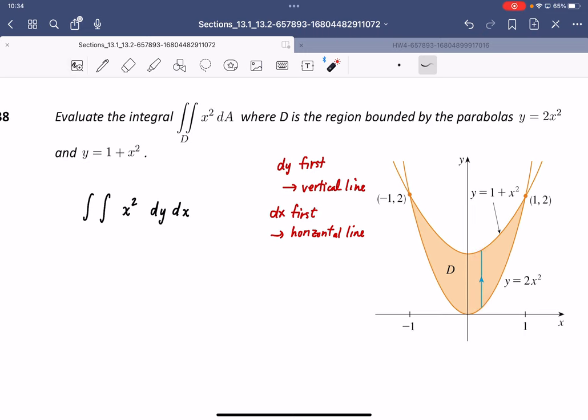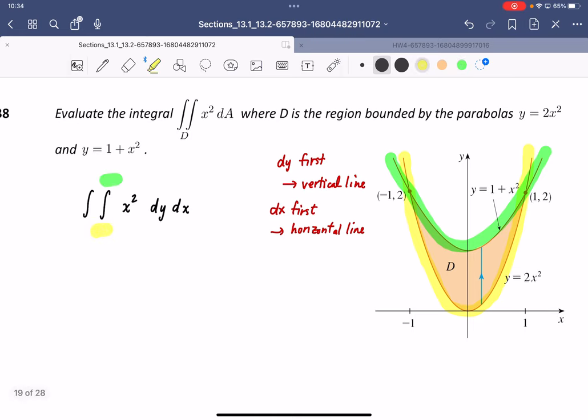So what I need is to know which one is on the top and which one is on the bottom. Here, the yellow one is always the bottom curve, and the top curve is always the green one. So the function that I need to put at the top is the green one, and the function at the bottom is the yellow one. So you start from y equal to 2x squared, the bottom one, to y equal to 1 plus x squared, the top one.